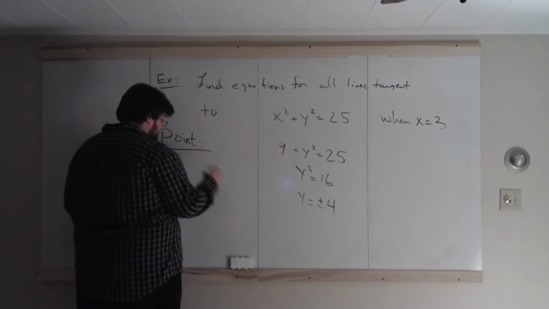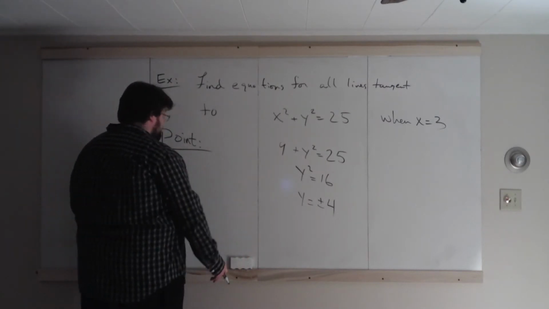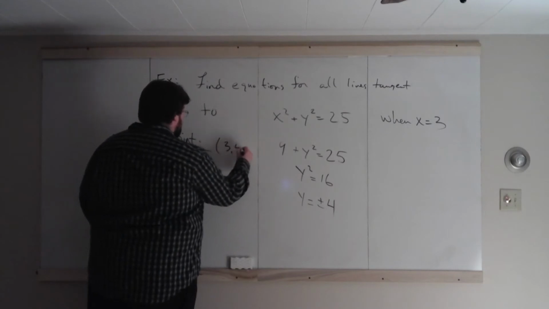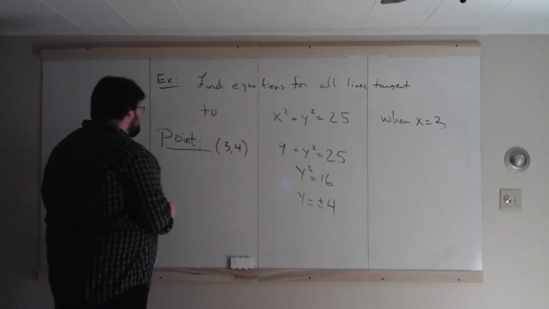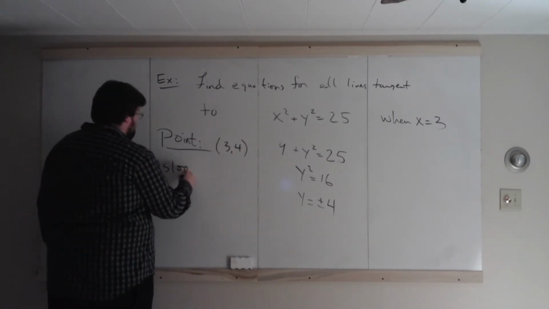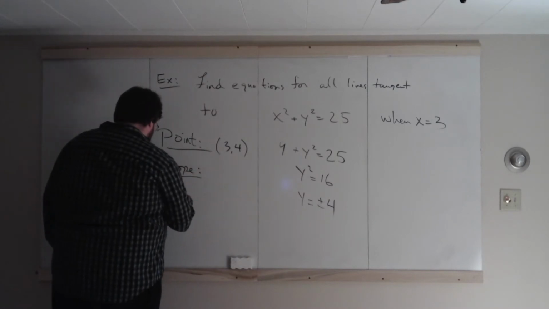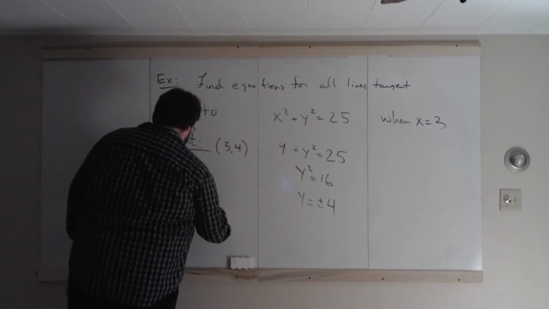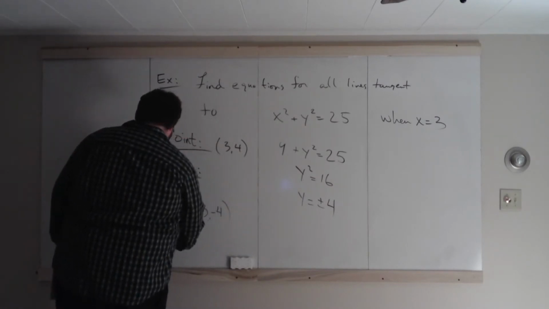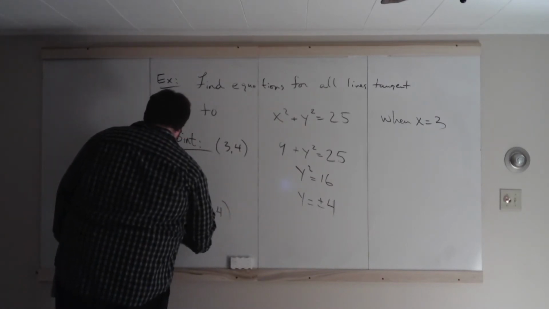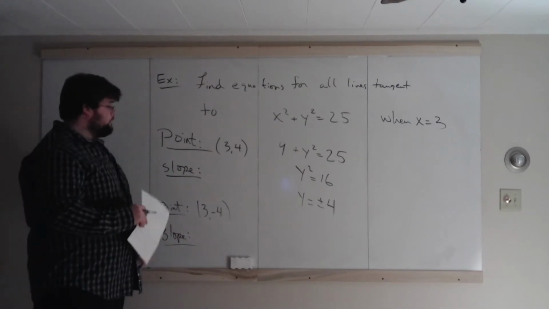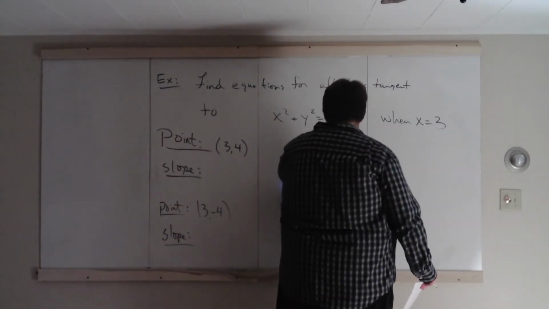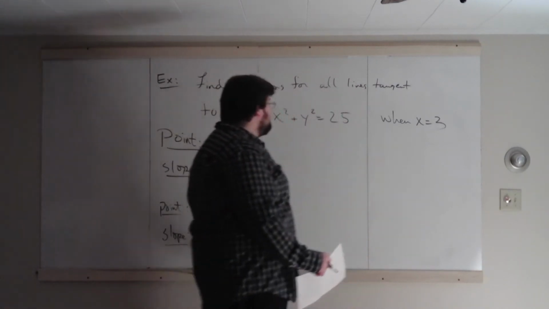So let's see, we're going to have 2 points. Let's do it like this. So there's 1 point, and we're going to want the slope, and then we want the other point, 3, negative 4, and we're going to want the slope there as well. So we found our points. Now we need to find the slope. How do we find the slope?